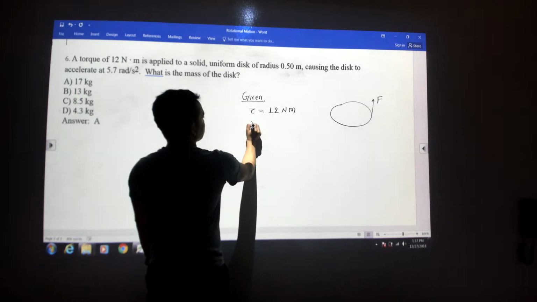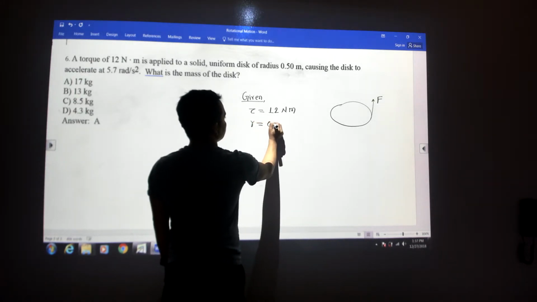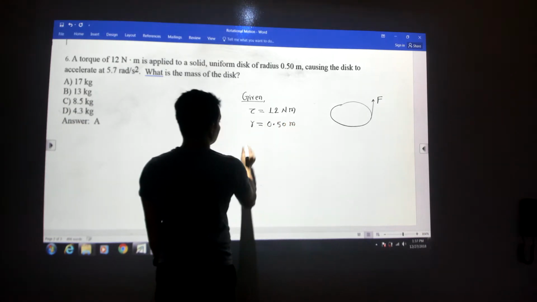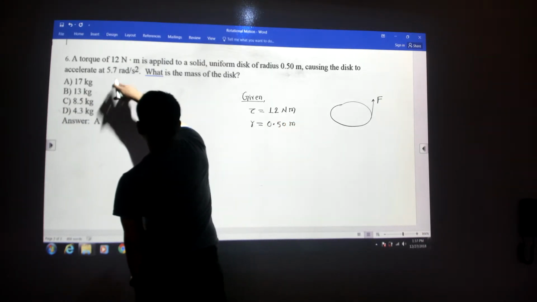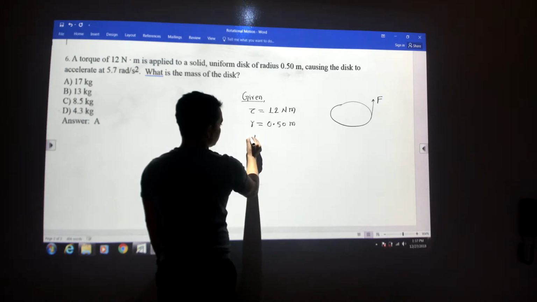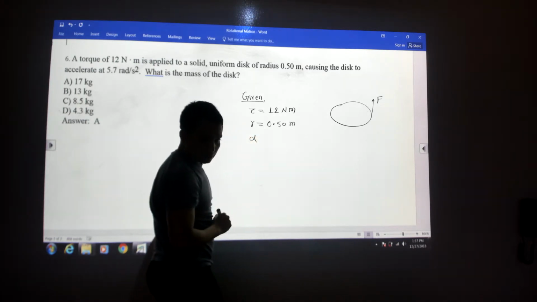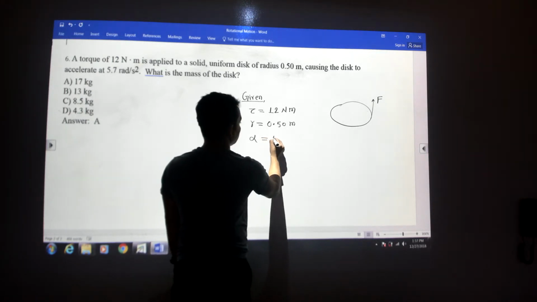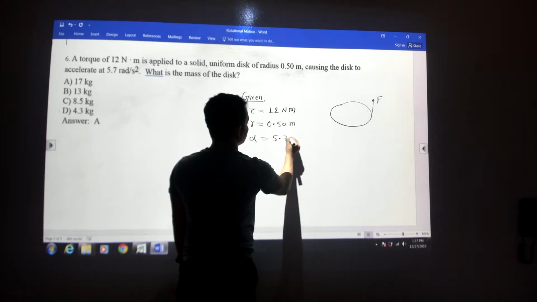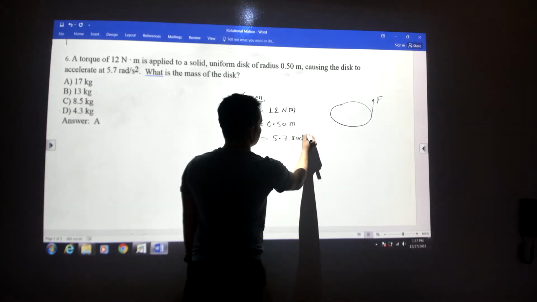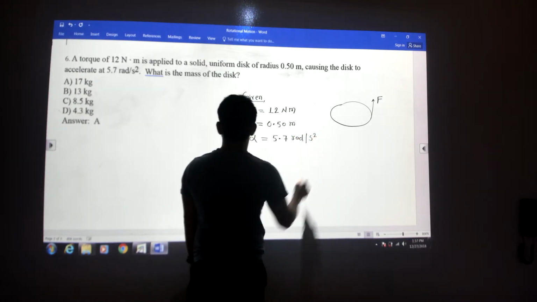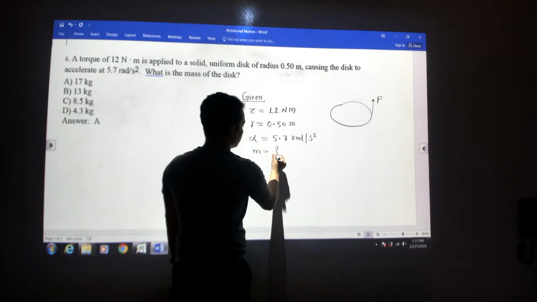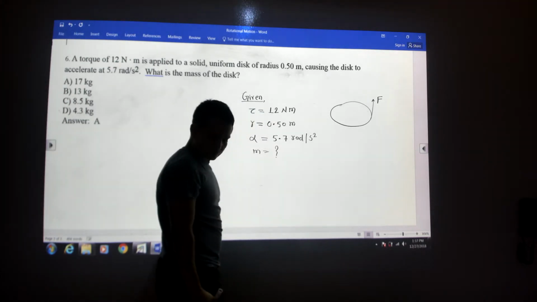The radius is given as 0.5 meter, and this acceleration is the angular acceleration, which is denoted by alpha. This is called the angular acceleration. This information is given, which is 5.7 radian per second squared, and you need to find out what is the mass of the disk.